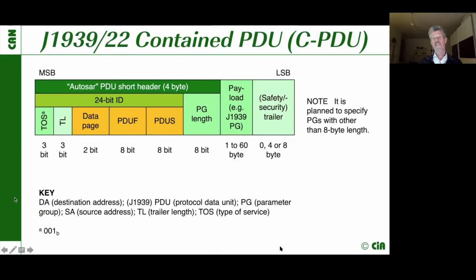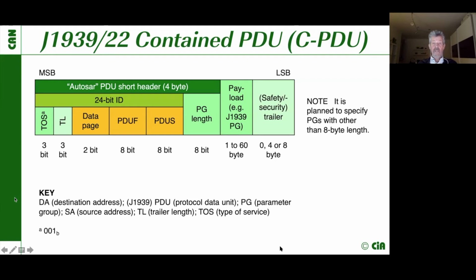Let's have a look at the contained PDU. This is intended to be used also with AUTOSAR, to be compliant with AUTOSAR. You see that we have selected the PDU short header, which is 4 bytes. We could also have a long header, but in this case we are using the short header of 4 bytes, and then follows the payload. This is up to 60 bytes if we would use variable length parameter groups. But today, the parameter groups are all, except one, using a length of 8 bytes. In addition, this contained PDU may provide a safety or security trailer of 0, 4, or 8 bytes. So it's already intended that we can add to each of these contained PDUs some safety information or some security information.